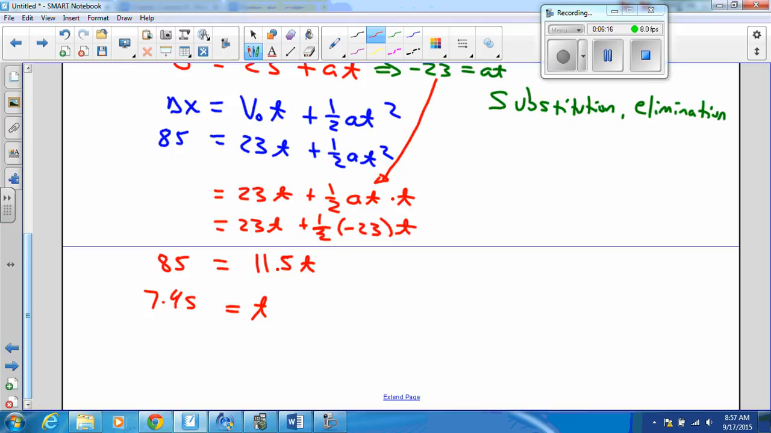Which means the process comes out as 23t plus 1/2 times negative 23 times t. That should be the same. Yeah, yep. They're all interconnected. There it is. Yes, sir.